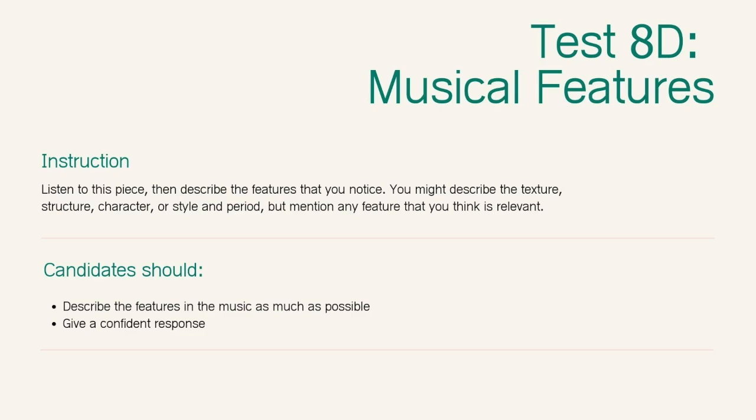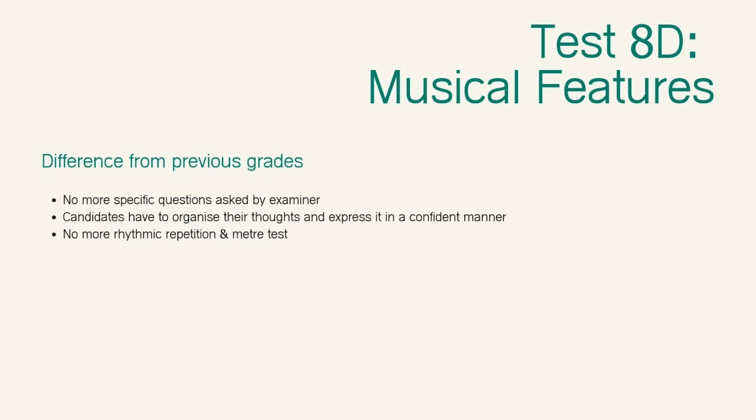The instruction would be, listen to this piece, then describe the features that you notice. You might describe the texture, structure, character, or style and period, but mention any feature that you think is relevant. The candidates should describe the features in the music as much as possible and give a confident response. The difference from the previous grades would be there are no more specific questions asked by examiner. The candidates have to organize their thoughts and express it in a confident manner. There is also no more rhythmic repetition and meter tests.